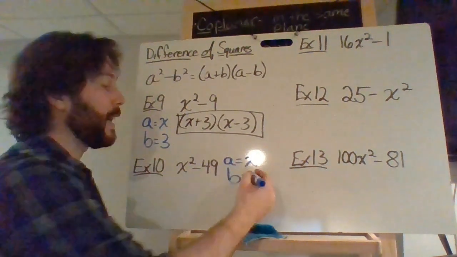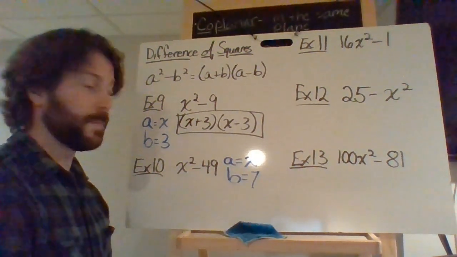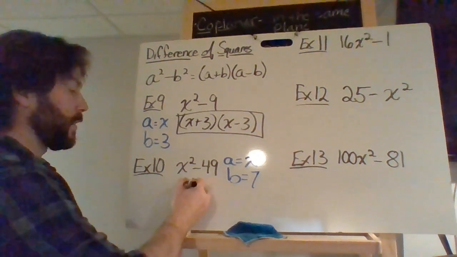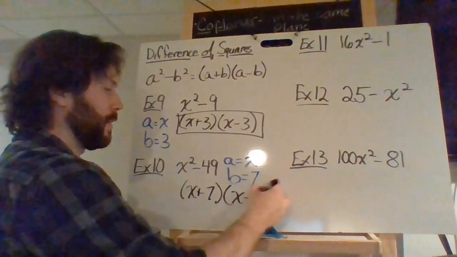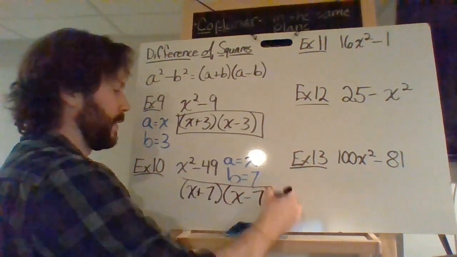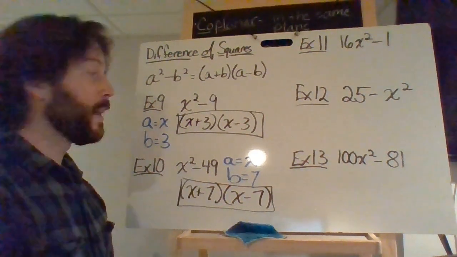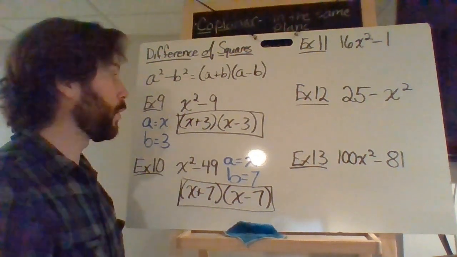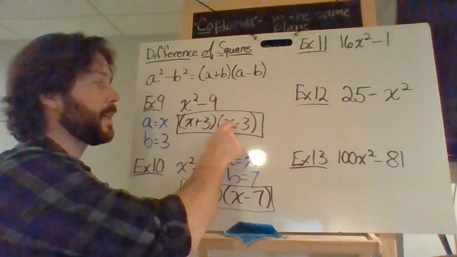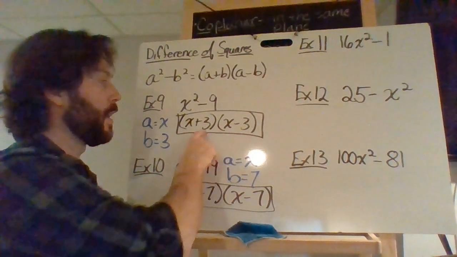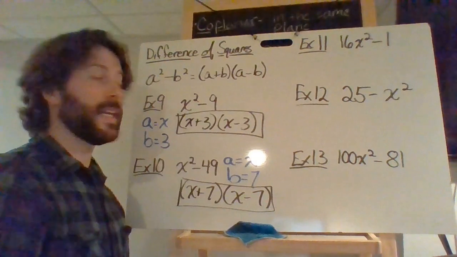To get 49, I would have to square 7. So this one's going to factor x plus 7, x minus 7. And there we go. Now, if we want to check this following the old rules, our c term is negative, so we know one's got to be plus, one's got to be minus. We know the numbers need to multiply to give us that constant term.